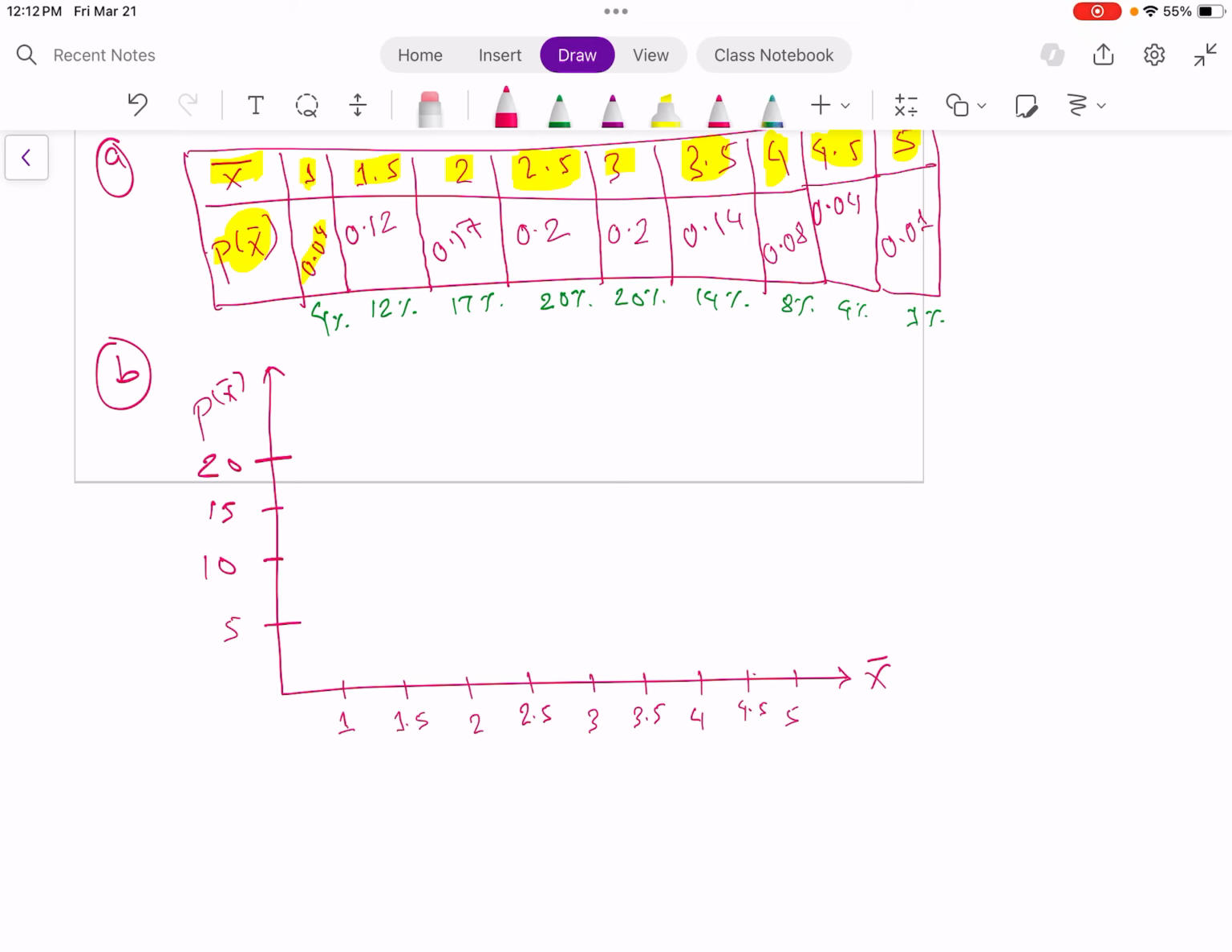Now let's draw a bar. So at 1 we draw a bar of a height 4%. So this is 5, so 4 is just below 5. Okay. Now 1.5, the probability that x bar takes a value 1.5 is 12. So this is 10, 12 is just above 10. Now the probability that x bar takes a value 2 is 17%. So this is 15, 16, 17, somewhere here.